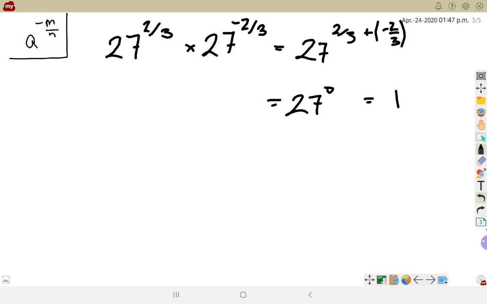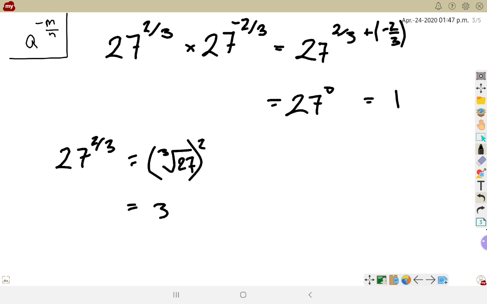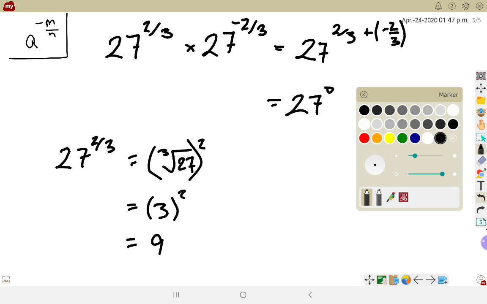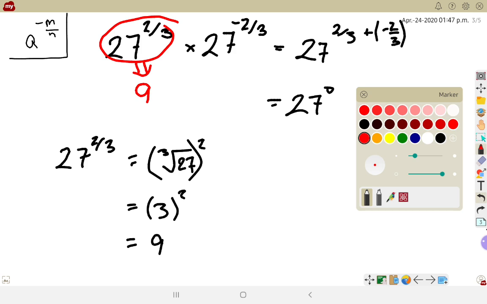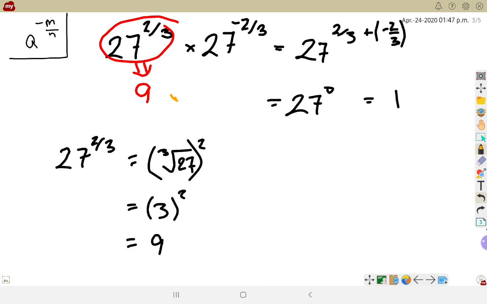Okay, so if I was to break that down a little bit more, 27 with an exponent of 2/3 is the same thing as the cubed root of 27 squared. And the cubed root of 27 is 3, and 3 squared is 9. So if that first factor here is equal to 9, 9 times what gives me 1, right? Because when I multiplied these two things together, I got 1. So the second thing is going to have to be 1 over 9, right?